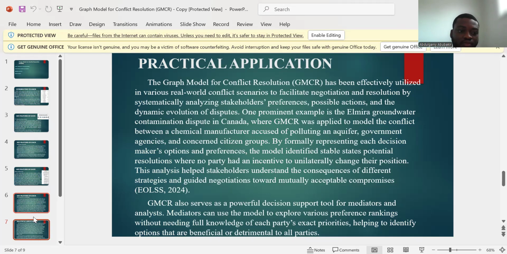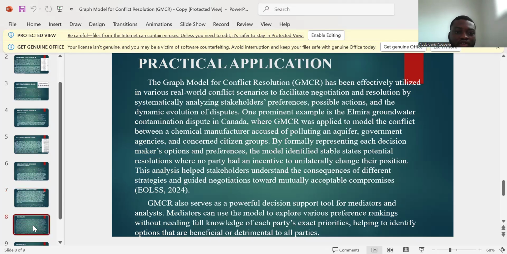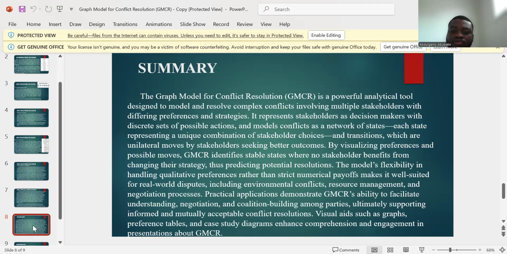So, a summary of the GMCR, as I mentioned from the beginning, is a powerful analytical tool to analyze complex conflicts, even conflicts that are not as complex, which shows how flexible GMCR is. So we're talking about complex conflicts involving multiple stakeholders with different strategies, different preferences, different actions.